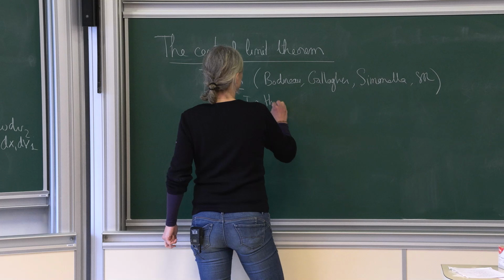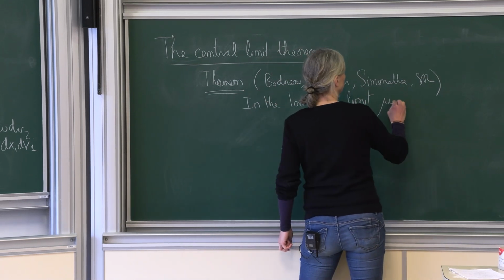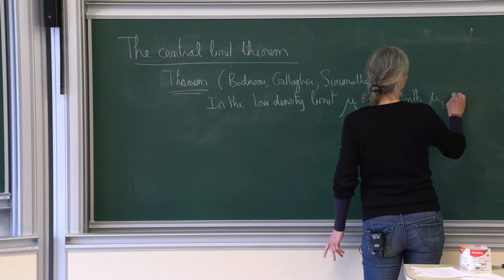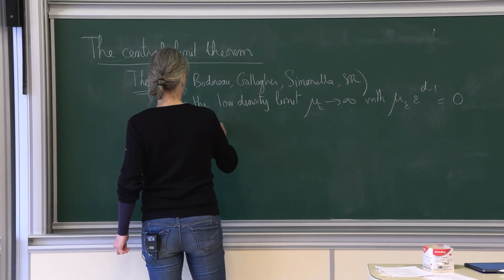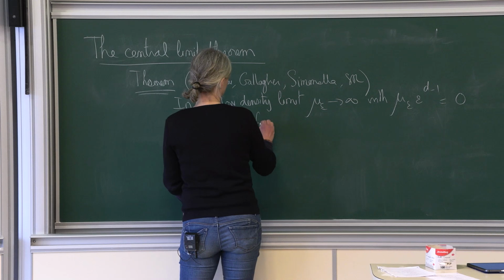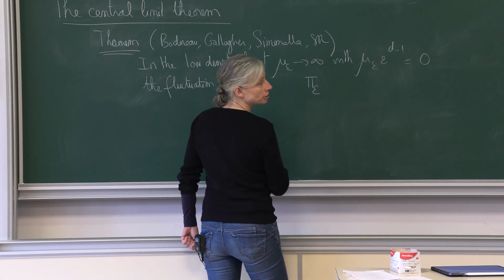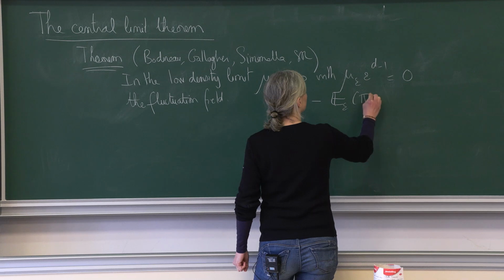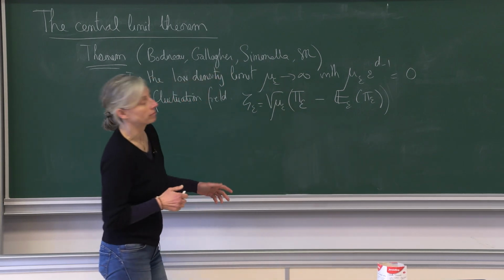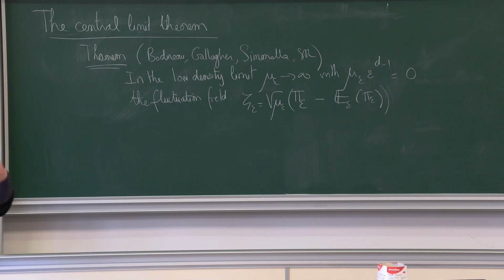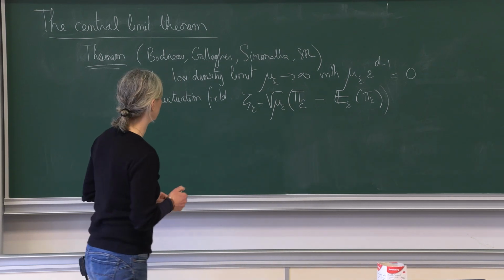So in the Boltzmann-Grad limit, or low density limit, so mu epsilon goes to infinity with mu epsilon times epsilon to the d minus 1 equal to 0, the fluctuation field is just the difference between the empirical measure and its expectation, multiplied by the square root of mu epsilon. That's exactly as for random variables in general: you take the random variable, subtract the expectation, and multiply by square root of n. Here n is just mu epsilon.